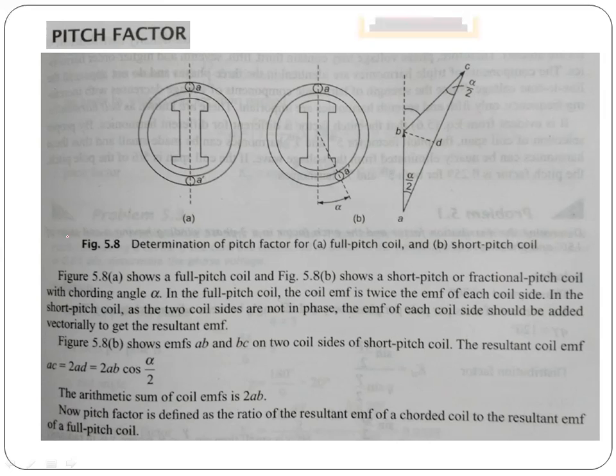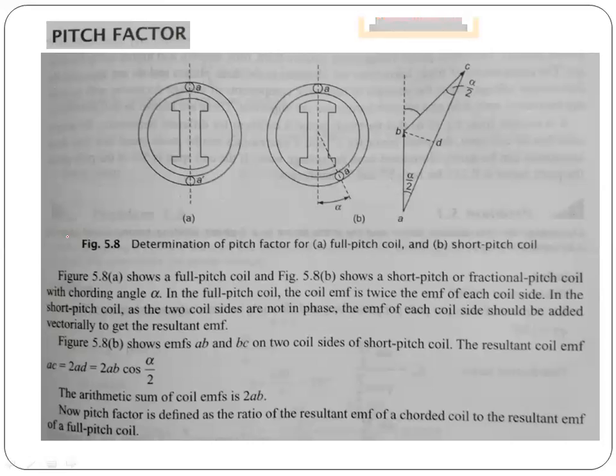Figure 5.8b shows the EMFs AB and BC on the two coil sides of a short pitch coil. The resultant coil EMF is equal to AC, which equals 2AD, which equals 2AB cos alpha by 2. The arithmetic sum of the coil EMFs is 2AB.